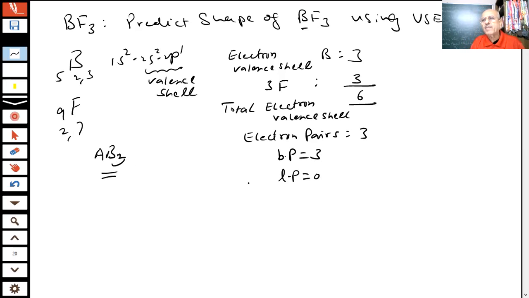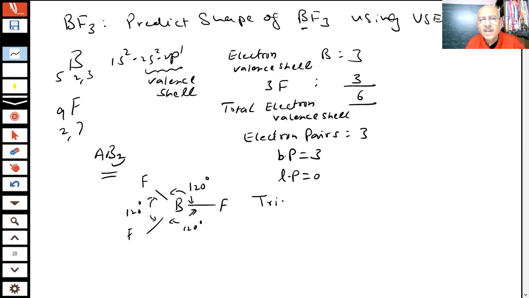Now what is the best separation? Because bond pairs are repelling, where is the maximum separation they can go in this case? You will find the geometry which will come: the maximum separation can be, student, 120 degrees. This is also 120 degrees. This is also 120 degrees. What is the shape? What does it look like? Triangular? Yeah, planar.